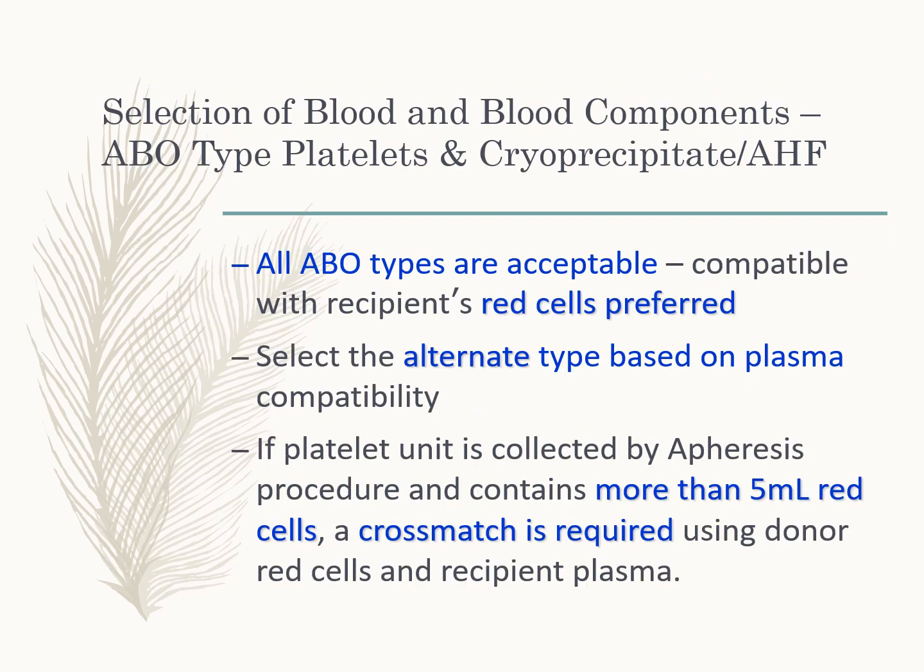So for platelets or cryo selection, you try to do ABO identical, but if that's not available, you would use the alternative type based on plasma compatibility. If the platelet unit is collected by apheresis and contains more than 5 mils, a cross-match would be required. 5 mils in a platelet product would make it look very bloody, and we are usually in a platelet shortage, but usually these units would just be discarded because most hospitals would not accept them.